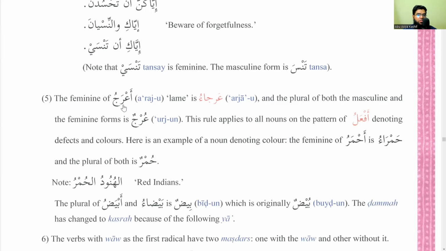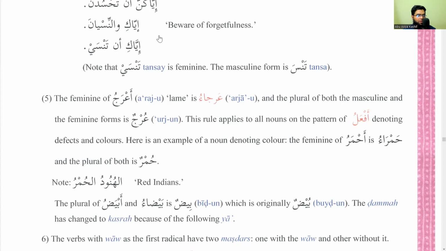Then next point is a'raju. A'raju, lame. Lame means someone who has one hand or something. So arja'u, feminine is arja'u, and the plural of both masculine and feminine is urjun. One leg. Oh, okay. Lame is one leg. Yeah, that's a lame joke. That means one leg joke. Okay. Lame. Yeah, one leg. Arja'u. And the plural of both masculine and feminine is urjun.